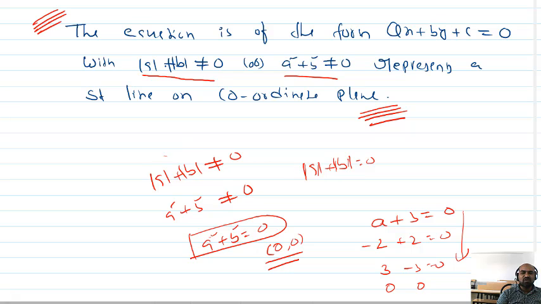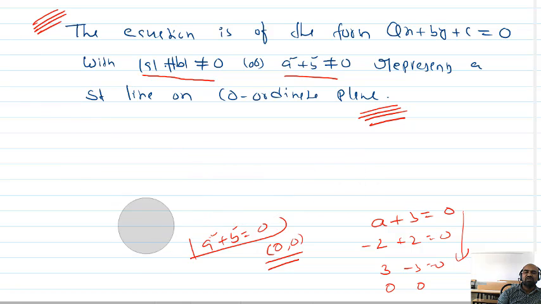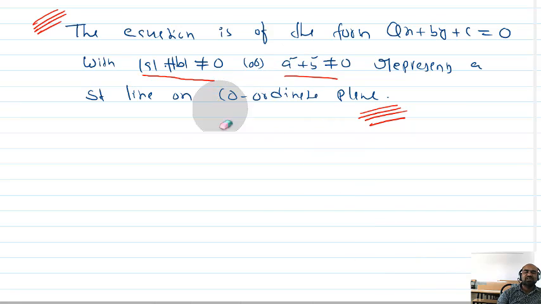So what is the meaning of this here? Mod a plus mod b not equal to 0 means a and b are not 0 at the same time. Or a square plus b square not equal to 0, a and b are not 0 at the same time. Means a equal 0, b should not be 0, or b equal 0, a should not be 0. Under that condition, this will represent a straight line on the coordinate plane. I will prove that ax plus by plus c equal to 0 under this condition represents a straight line.